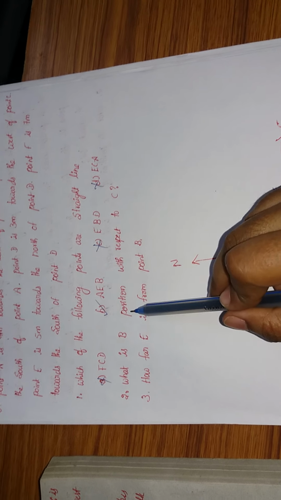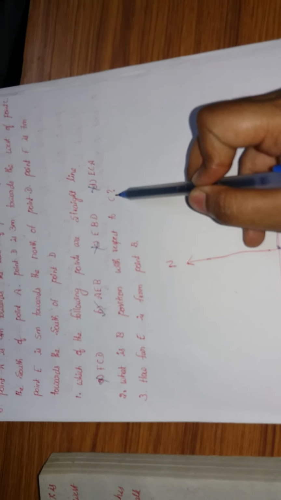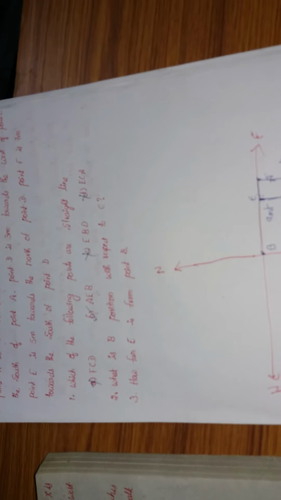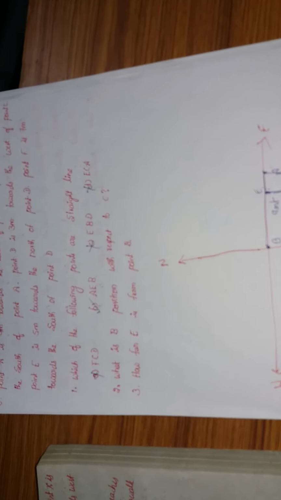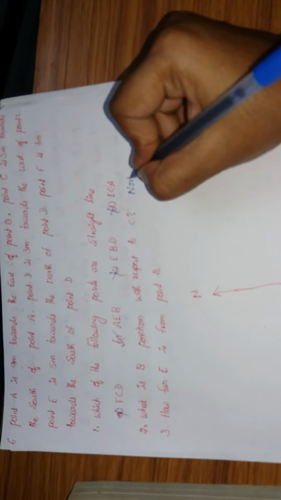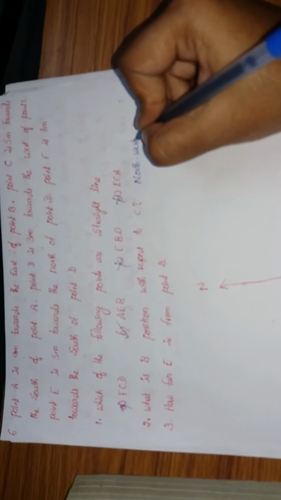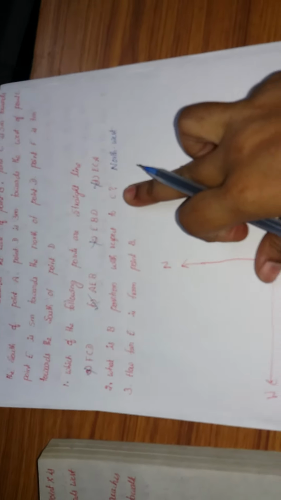What is the position of B with respect to C? From C, we have to see the position of B. From C, the position of B is in this direction. This is the direction of northwest. So B is northwest to C. Next question.